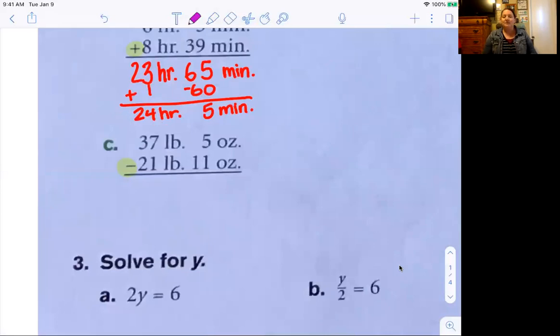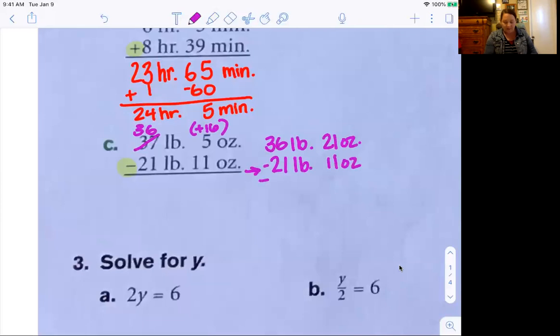Letter C. 37 pounds, 5 ounces, minus 21 pounds, 11 ounces. Now I cannot do 5 minus 11, so I got to go to a pound. How many ounces in a pound? 16. So now this guy is 36 pounds, and we're going to add 16 to the 5 ounces that are already there. Rewrite your problem. 36 pounds, 21 ounces, minus 21 pounds, 11 ounces.